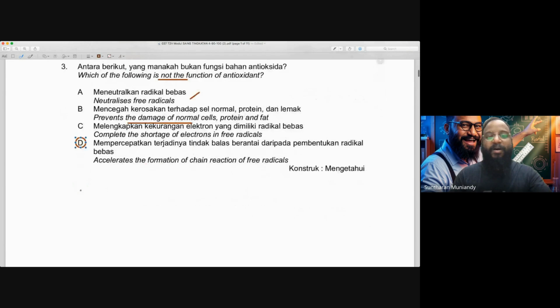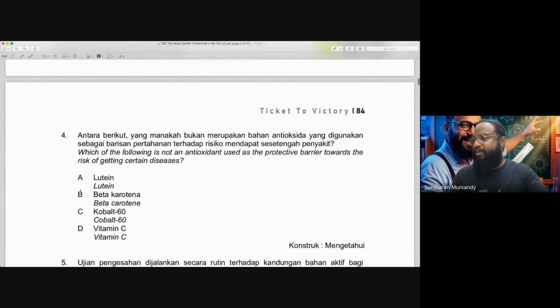Number 4, let's look at number 4. Which of the following is not an antioxidant? Antara berikut yang manakah merupakan bukan bahan antioksida yang digunakan sebagai barisan pertahanan terhadap risiko mendapat serangan penyakit. So, bukan merupakan bahan antioksida. Not an antioxidant used as a protective barrier towards the risk of getting certain diseases.